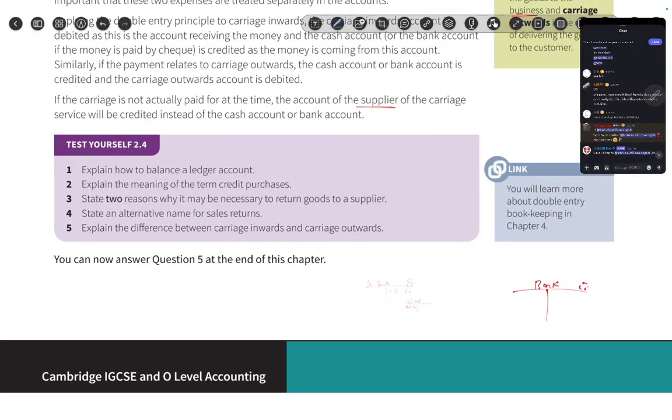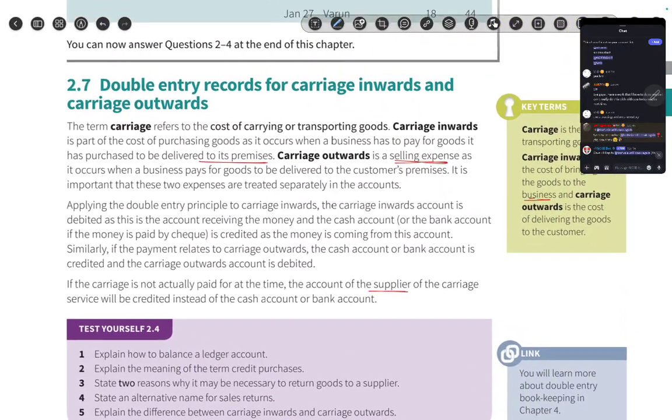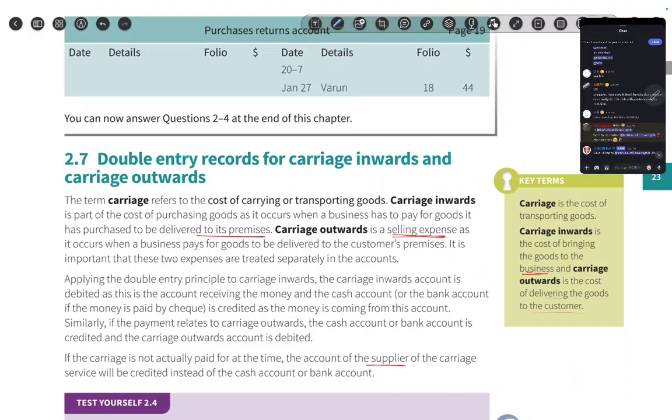Next, the difference between carriage inwards and carriage outwards. Carriage inwards is for when you buy goods and you bring them into the business. Carriage outwards is for when you sell goods and you send them to the customer, delivering to the customer. It is the cost of delivering goods to the customer.